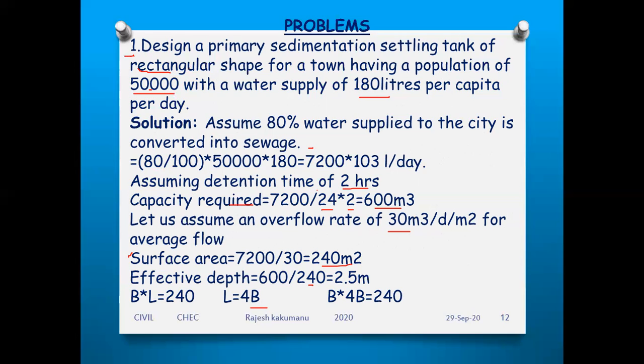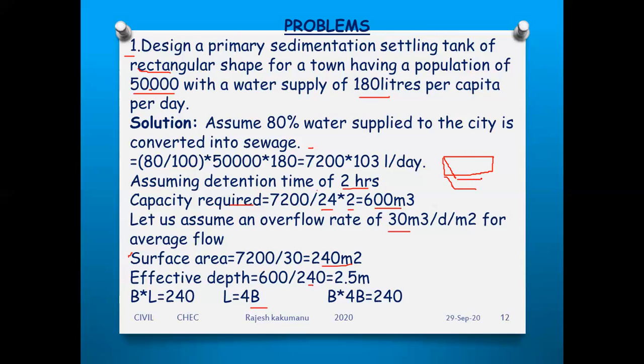So if I repeat the problem again, simply what is the question asked here? Design the primary sedimentation settling tank of rectangular shape. So the rectangular shape means the length, width and depth. The length, width and depth. The depth of the tank.